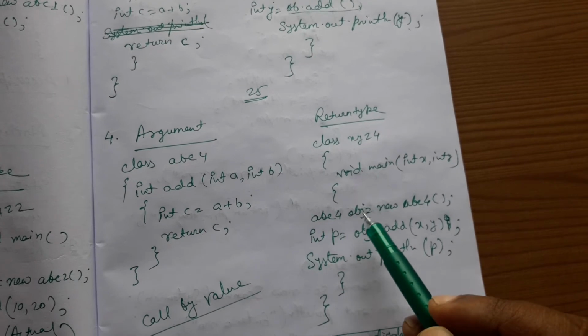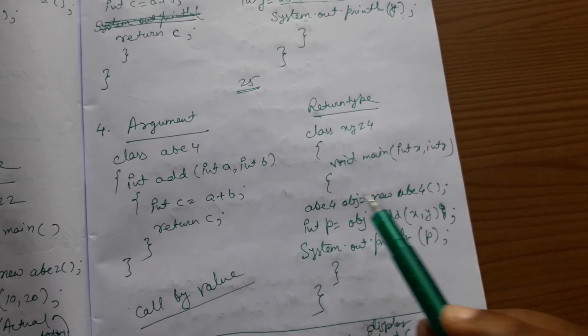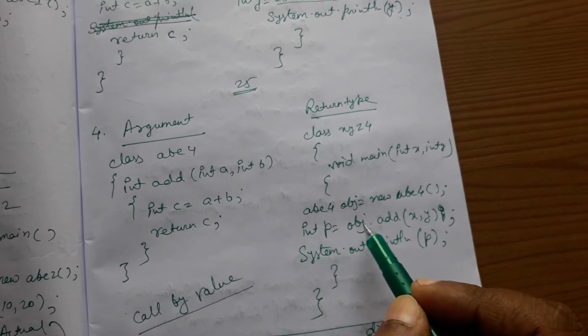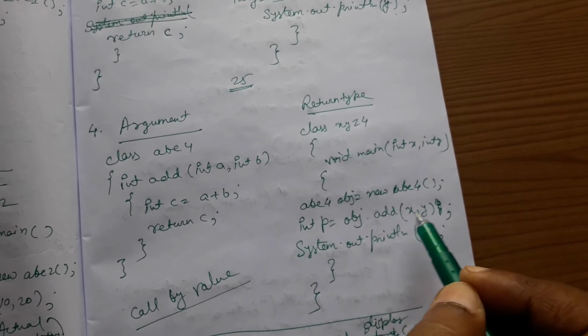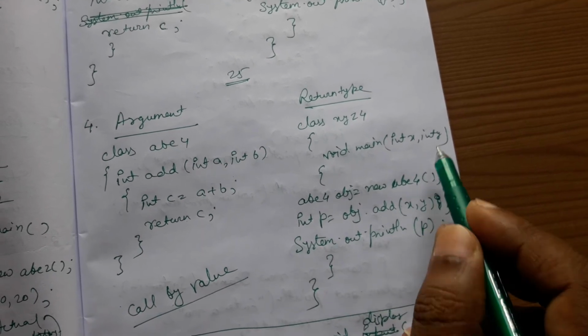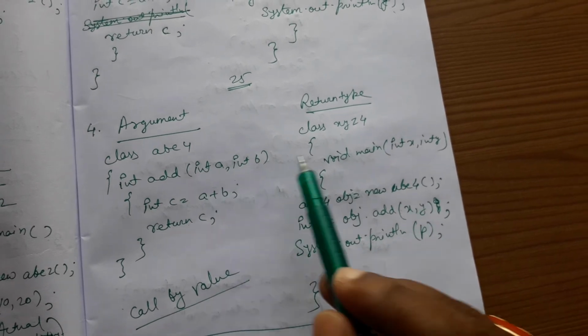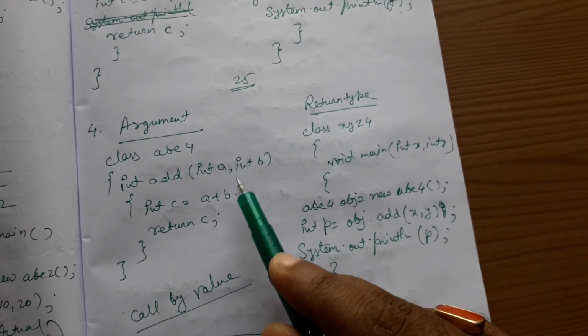Then we have created object obj. What type of object is it? ABC4 type, this class type object. Now again we are calling the add function with two values, X and Y. We have to send two values, X should be integer, Y should be integer. We are sending the values, X will be stored in A and Y will be stored in B. Then it will give us the result.